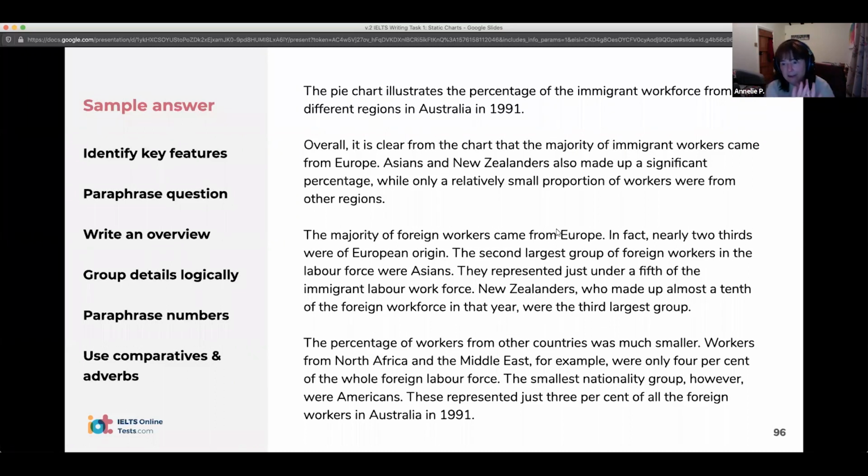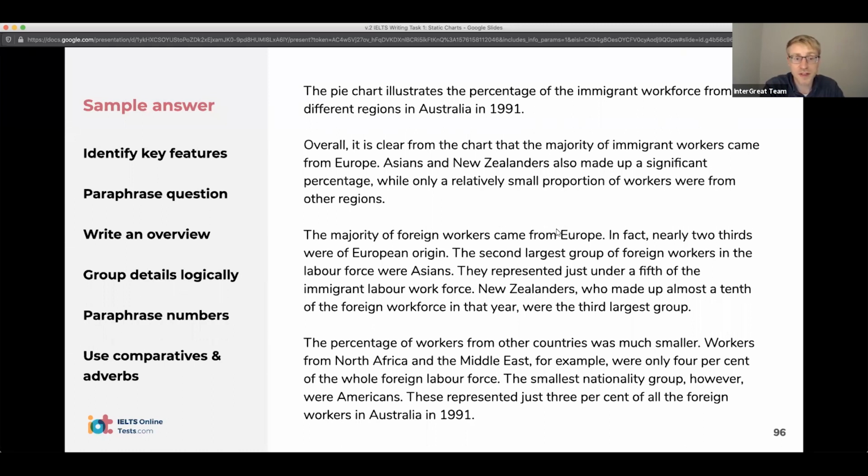But the most important thing is to have the overview and to have picked out the main trends. That is really, really key. Yeah, exactly. There are different structures you can use.